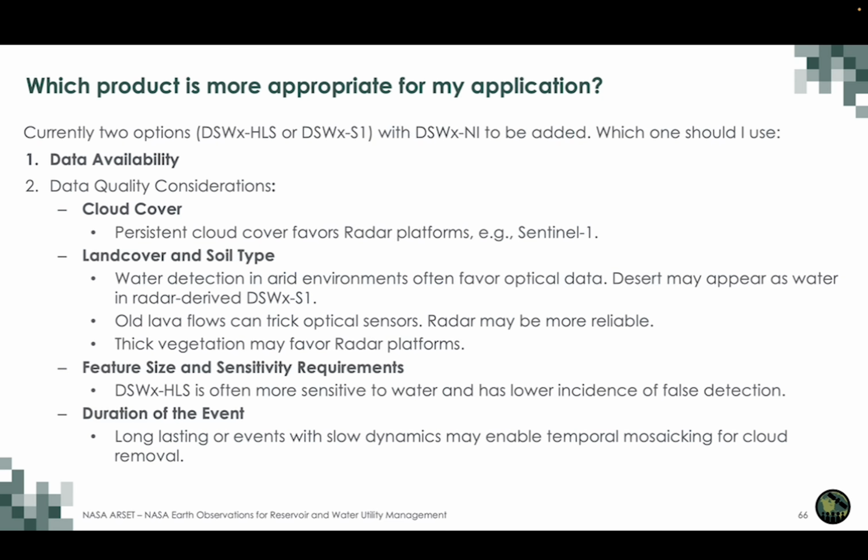Conversely, if your basin is heavily forested, radar is the best choice because it can detect inundated vegetation beneath the thick tree canopy. When looking at feature size and sensitivity, the optical HLS product is generally more sensitive to open water and has a lower rate of false detections overall. Finally, consider the duration of the hydrologic event. For slow-moving seasonal floods, you can easily use optical data and rely on temporal mosaicing to piece together cloud-free images over several days. For fast, flash flood events under storm clouds, radar is your only reliable option.